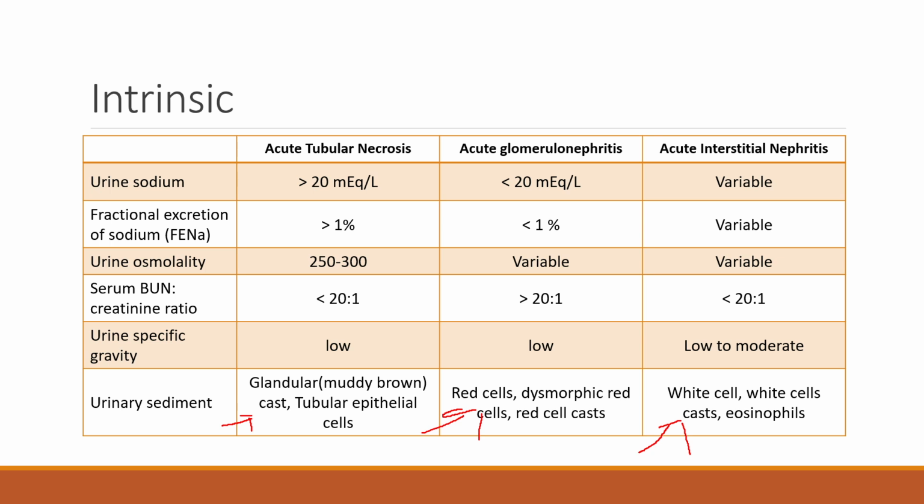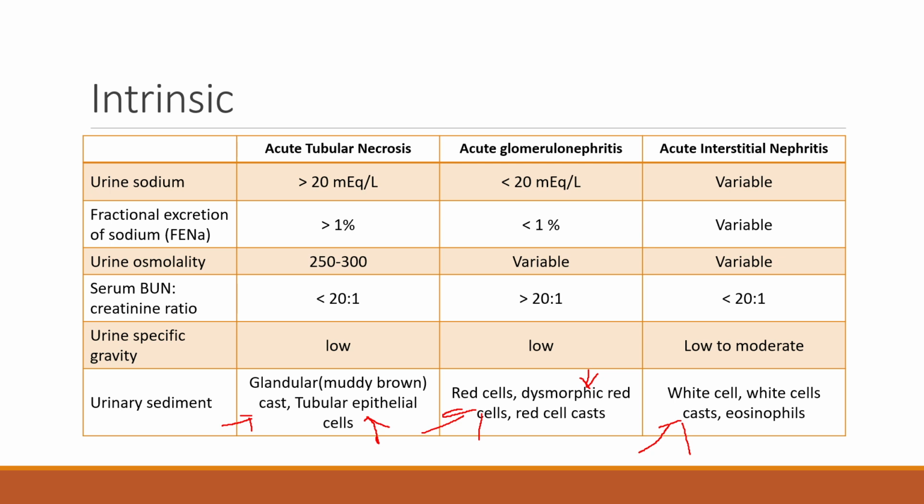So the muddy brown cast is not formed, I mean, it's made up of the cellular debris of tubular cells, or sometimes you can even find the tubular epithelial cells in the urine. So you can almost confirm it's acute tubular necrosis. Similarly, if you see red cells or dysmorphic red cells, it means the shape is irregular. It's not the original shape, or some red cell casts. You can confirm this is acute glomerulonephritis.